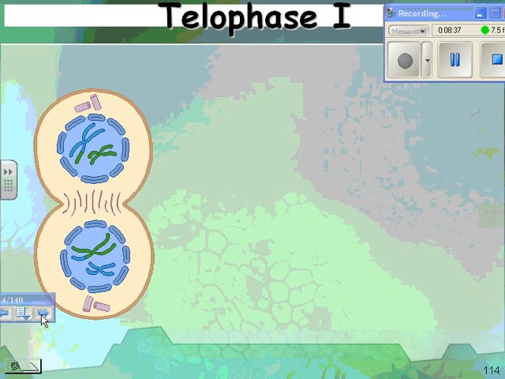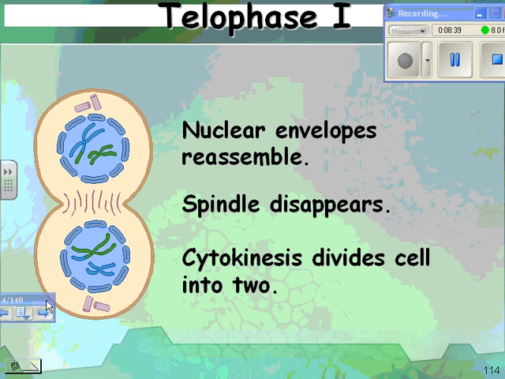Telophase is just the end there where they separate out. So the nuclear envelope reassembles. Well, sometimes it does. The spindle disappears, and cytokinesis is going to divide these into two.